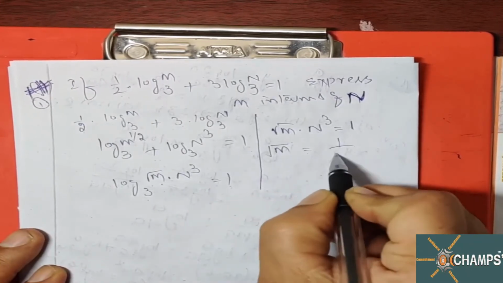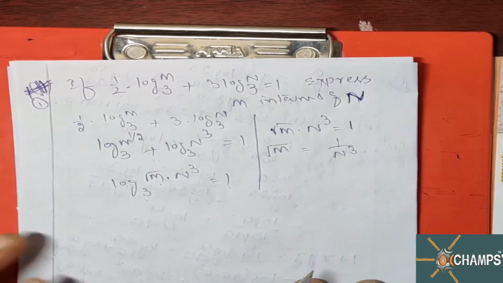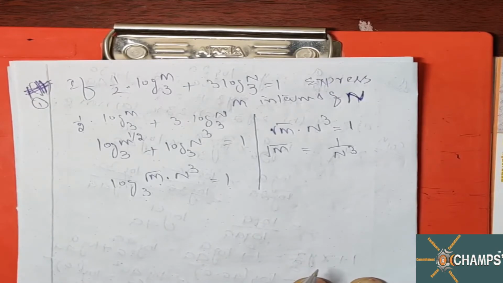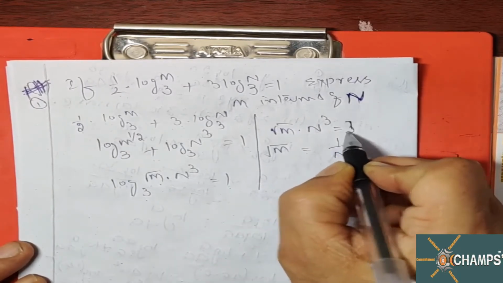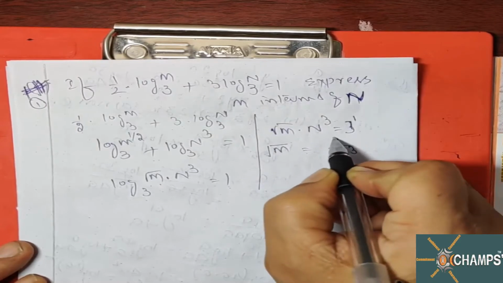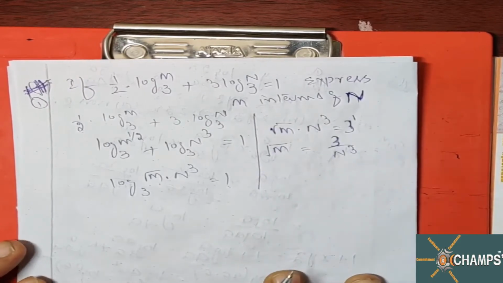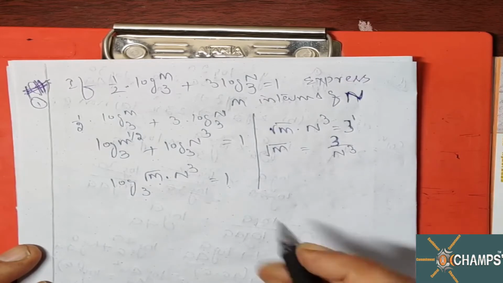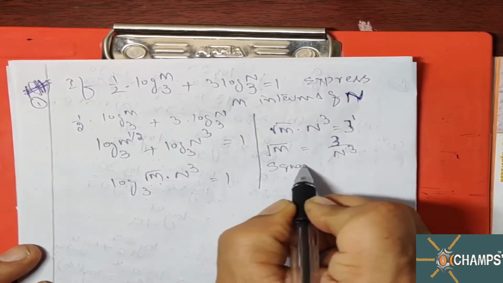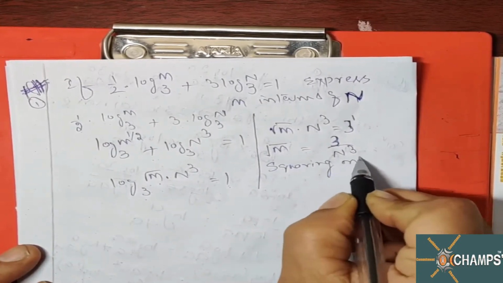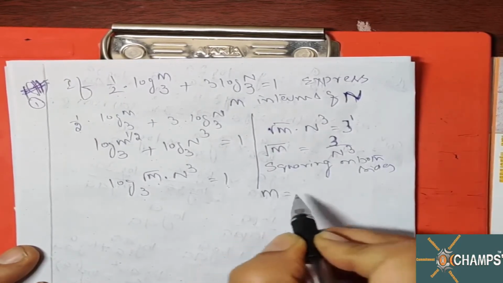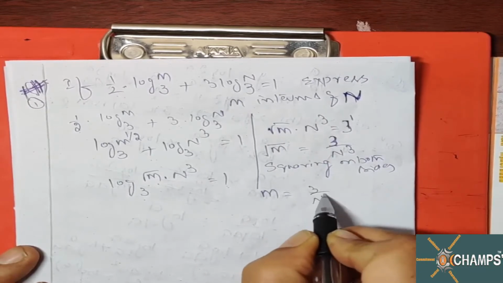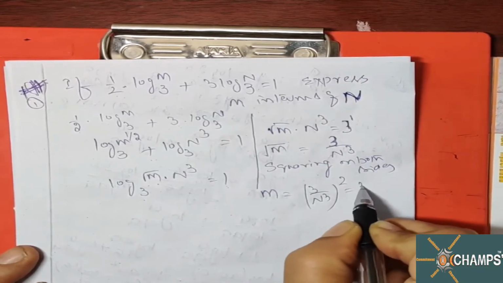Square root of m is equal to 1 by n cube. Here 1 is equal to 3 power 1, so square root of m is equal to 3 by n cube. Squaring on both sides, m is equal to 3 by n cube whole square.